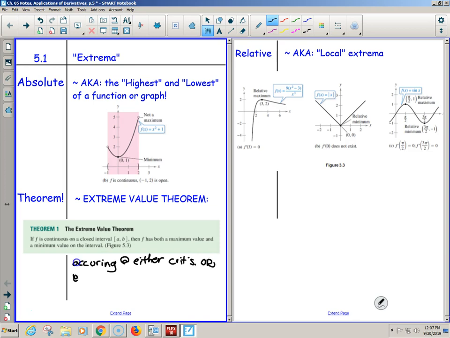Or endpoints. And that's the whole dilemma if the interval becomes half open or totally open, because then I don't have endpoints. So there could be holes at endpoints that are higher or lower than the critical numbers. But if I have endpoints and a continuous function, then I can look at my crits, I can look at the endpoints, but don't I have to test in a function table?